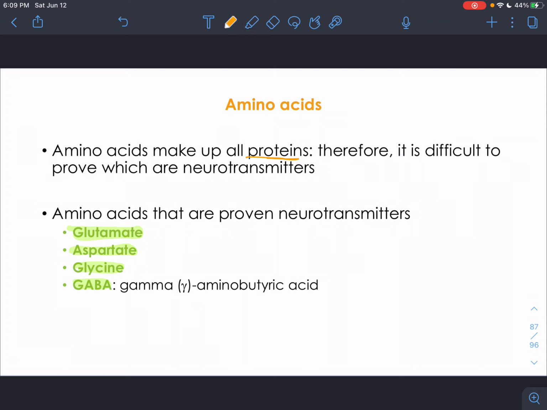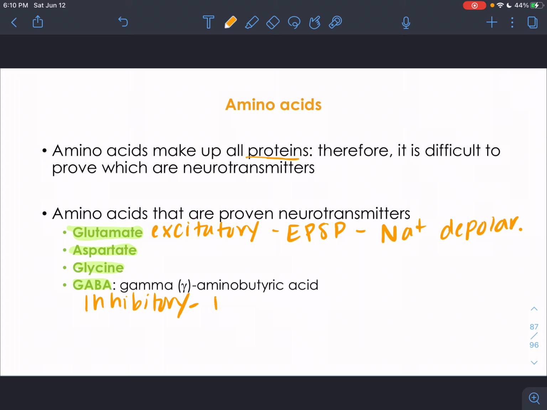Glutamate is a major excitatory neurotransmitter, so it's going to cause excitatory postsynaptic potentials, right, which is you're allowing sodium in for depolarization, exciting the postsynaptic cell. GABA is a major inhibitory neurotransmitter, so it causes IPSPs, inhibitory postsynaptic potentials, and its way of working is it allows chloride ions into the cell, which is going to hyperpolarize it, which is going to make it more difficult for the postsynaptic cell to become excited.